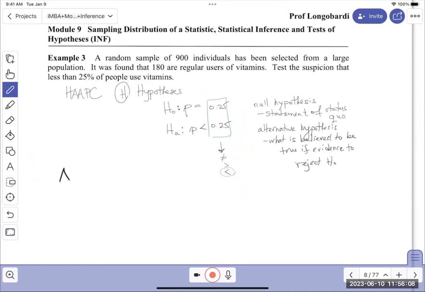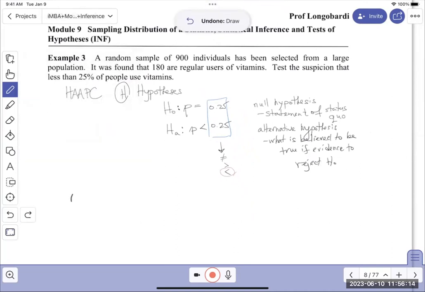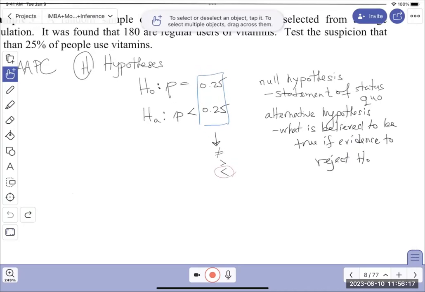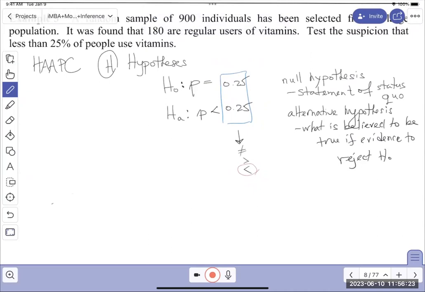So the second step is, oh geez, I always mess up here. I have to make this bigger. A for assume. Assume what? We can't do anything unless we assume we know P. Assume H naught is true. In other words, P is equal to what we're going to call P0, the hypothesized value in the null hypothesis, of 25%. So we are going to assume it's 25%.